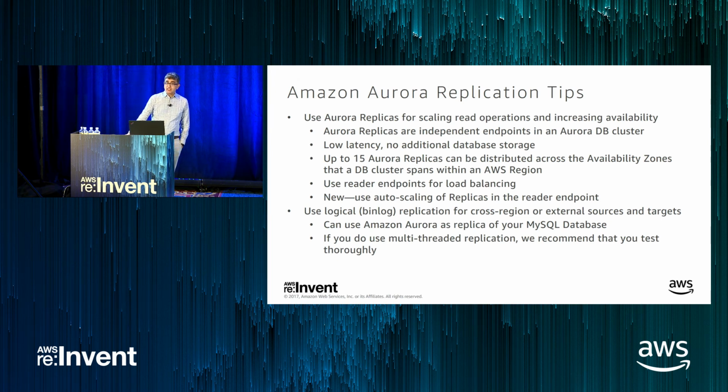The reader endpoints can also be used for load balancing, so you can talk to each individual Aurora read replica independently. But you can also get a single DNS endpoint called the reader endpoint that is used to automatically balance your load amongst your set of read replicas. In fact, we just launched last week a new feature to do auto-scaling of your read replicas from your reader endpoint. So you can add and remove replicas on the fly.